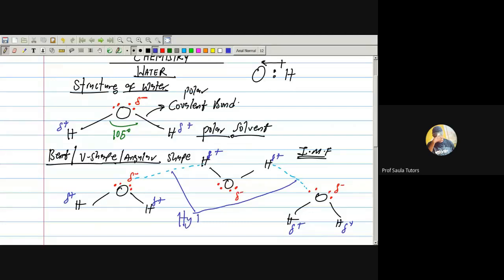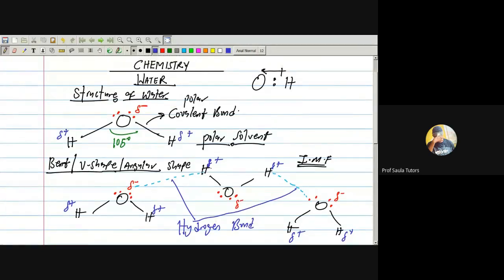Now, let me summarize what you need to know as JAM student. This is the bond between water molecules, hydrogen bonds. In the structure of water molecule, you can just jot this down. Water molecule has two lone pairs. This is one lone pair, this is another lone pair. And how many bonds do you see in water? Look at the bond. Two bond pairs.